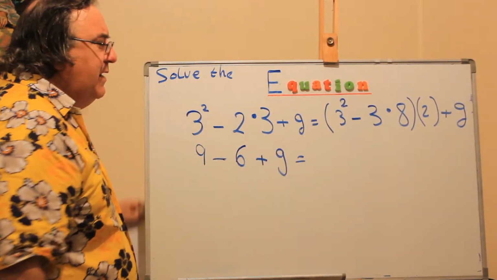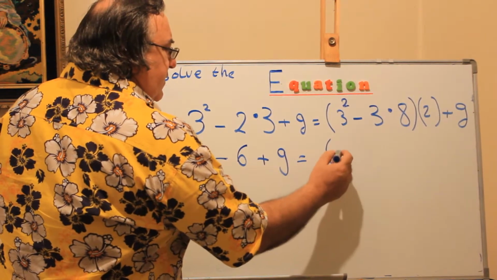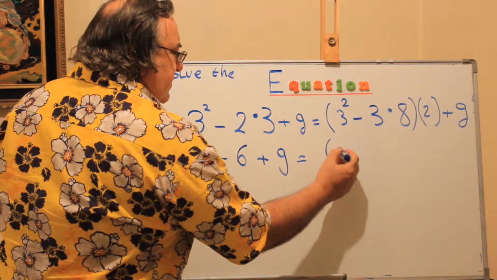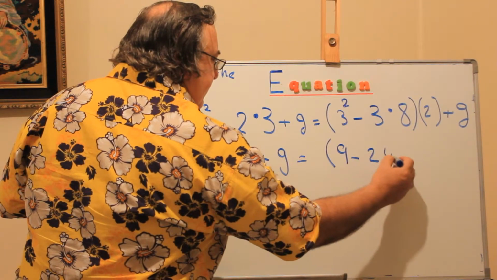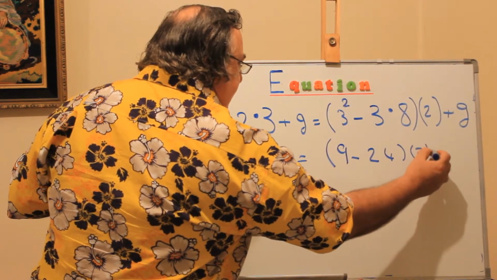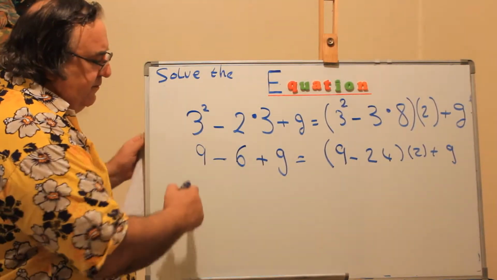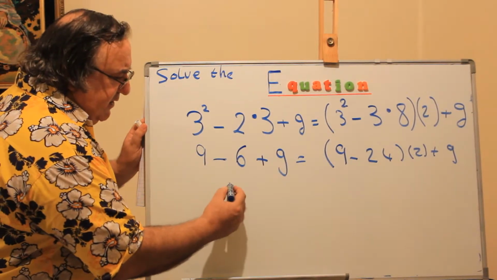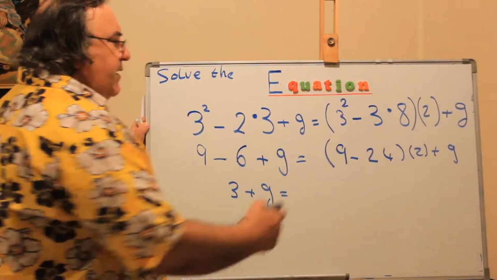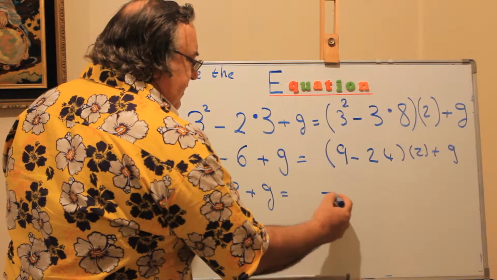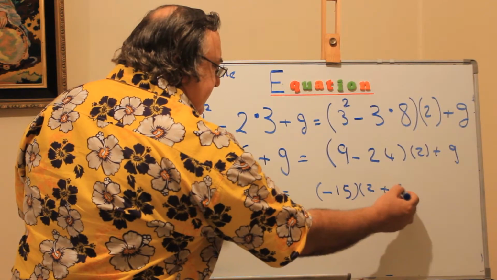Let's see here what will happen. First, finish inside the parentheses. It will be 3 squared is 9 minus 3 times 8 is 24, times 2 plus g. So 9 minus 6 is 3 plus g. Is it equal to 9 minus 24 is minus 15 times 2 plus g.